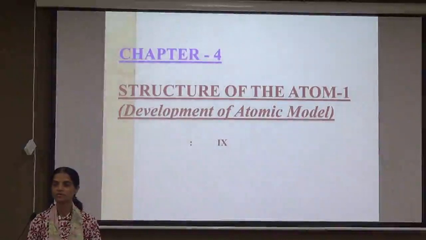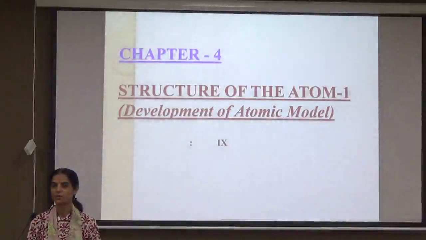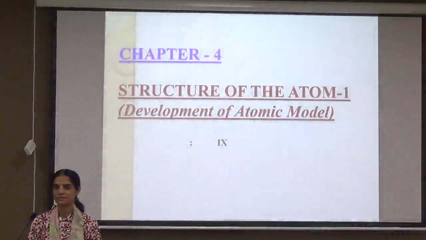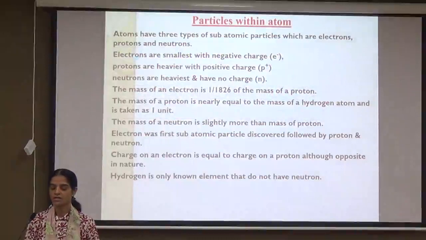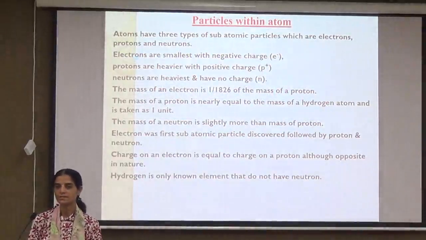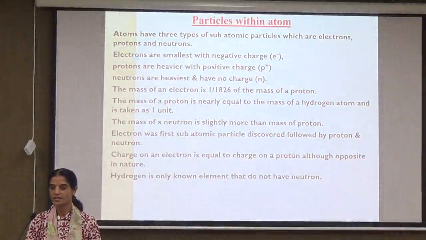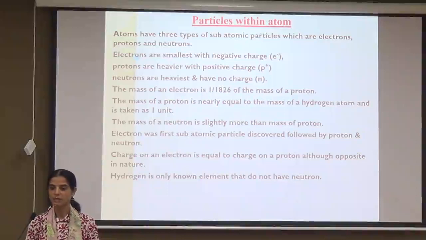We are going to study about structure of atom, that is chapter 4 in class 9. In this chapter we are going to deal with different subatomic particles which are present in an atom. Atoms have three types of subatomic particles which are electrons, protons and neutrons.